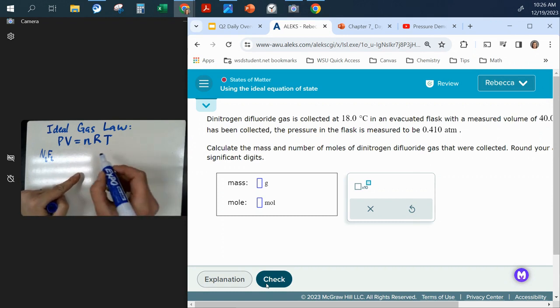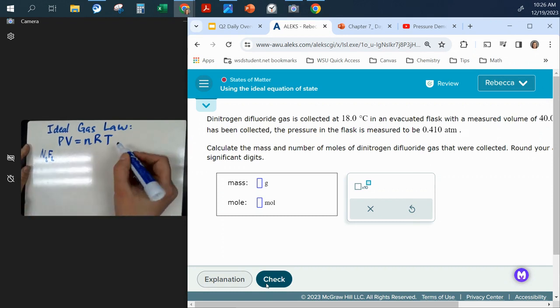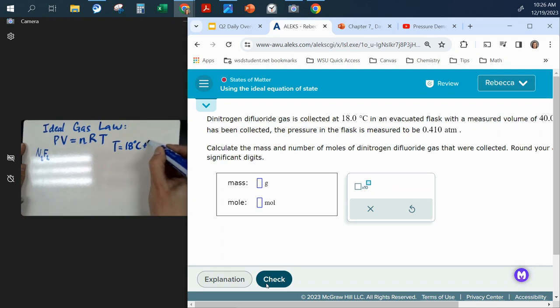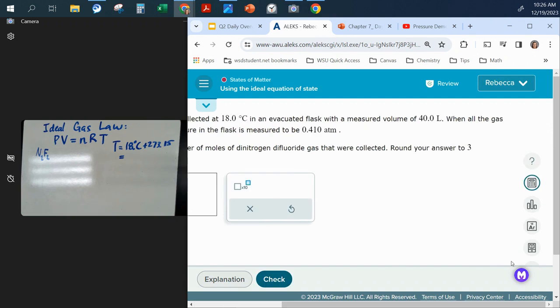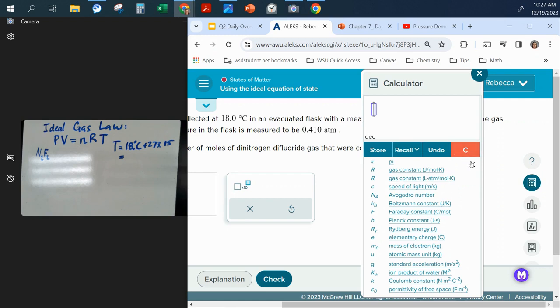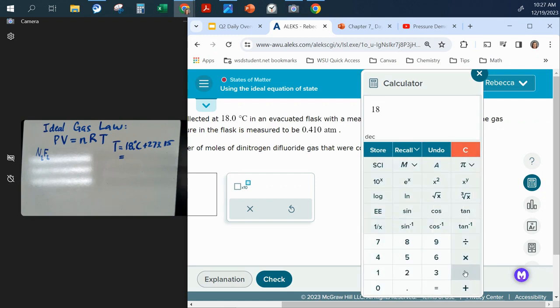Is collected at 18 degrees Celsius. So they're trying to give us the temperature. Let's write the values over here. So temperature is 18 degrees Celsius. But that needs to be in Kelvin, so we're going to add 273.15. This one has no decimal places, so we'll end up with 3 decimal places, 3 sig figs. So 18 plus 273. So 291 Kelvin, that's our temperature. All right, let's keep reading.